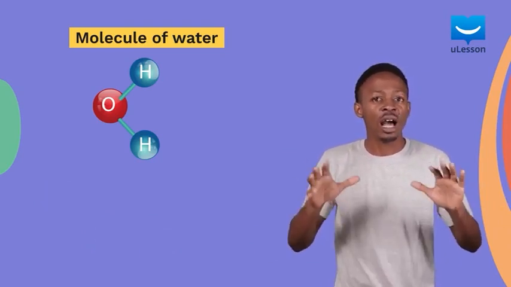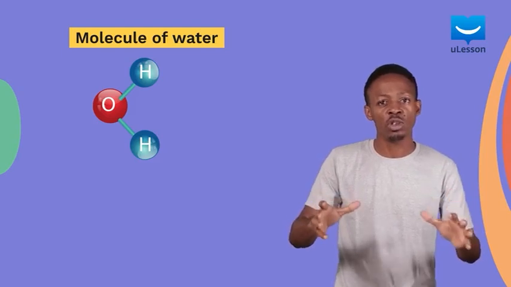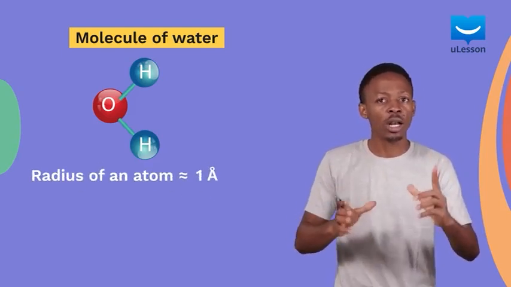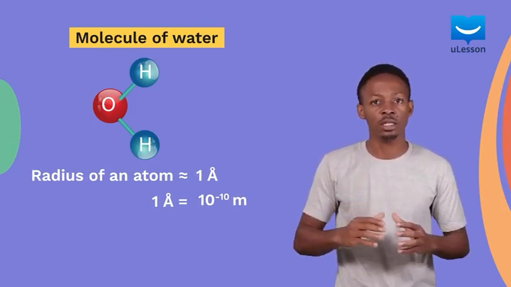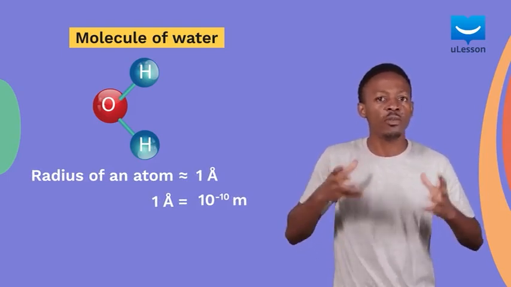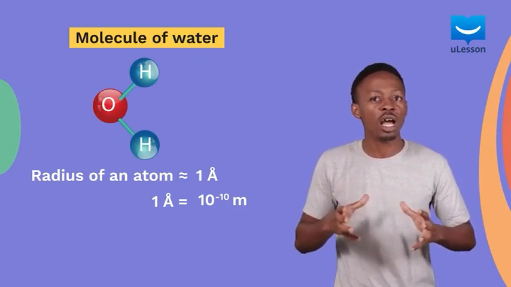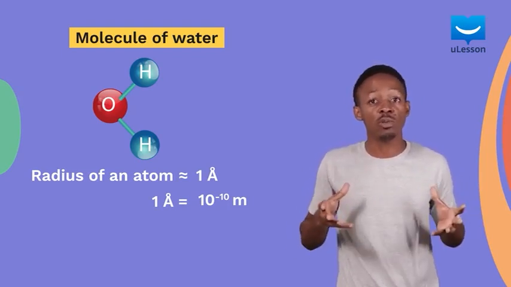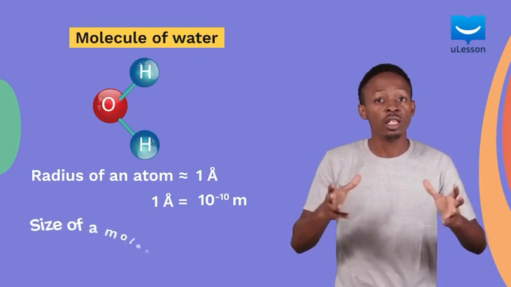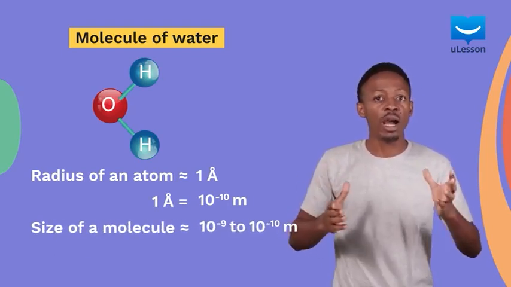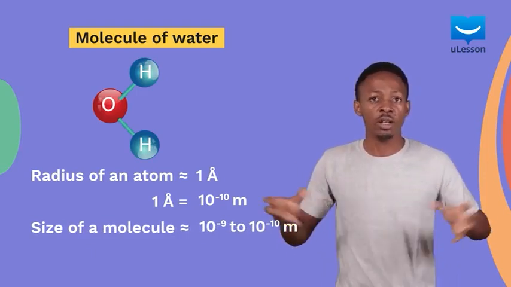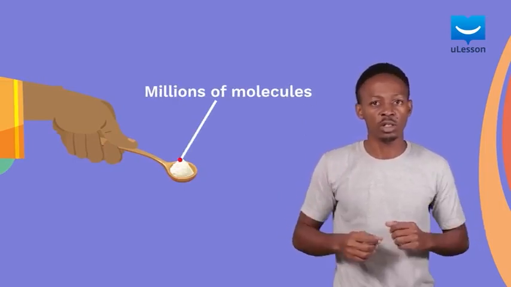Remember that we said atoms are very small particles with radii on the order of 1 angstrom, which is equal to 10 raised to the power minus 10 meters. And since molecules are made up of atoms, and most molecules do not have lots of atoms, the size of most molecules is also really small. This means that the size of a molecule is on the order of 10 raised to the power minus 9 to 10 raised to the power minus 10. This is so small that a gram of a substance can contain several million molecules of that substance.